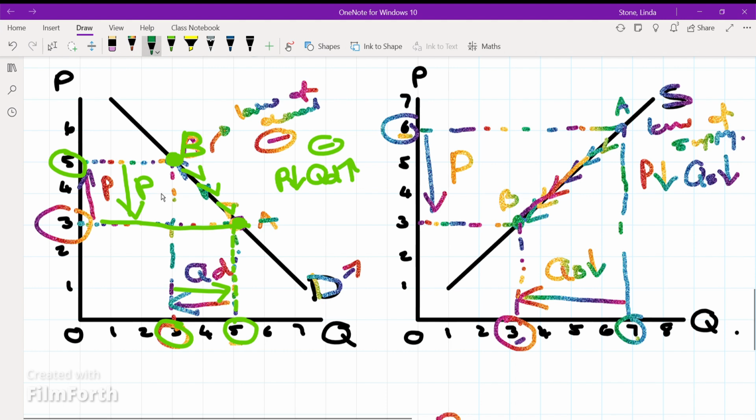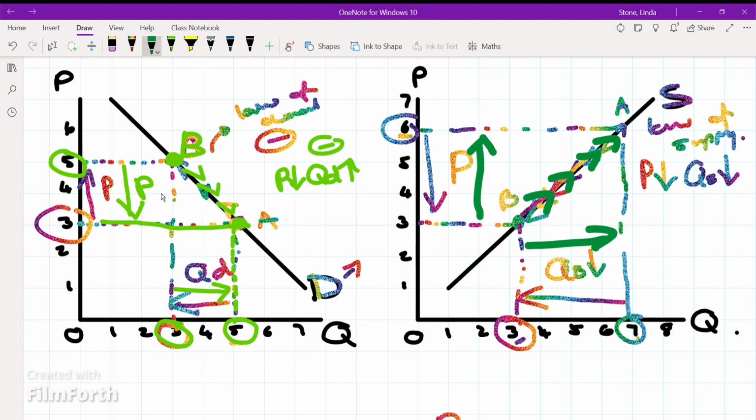And the very same will happen if the price increases. If the price increases, there's an upwards movement along the curve and the quantity supplied will increase. So we have a positive relationship here. When the price increases, then the quantity supplied increases as well.